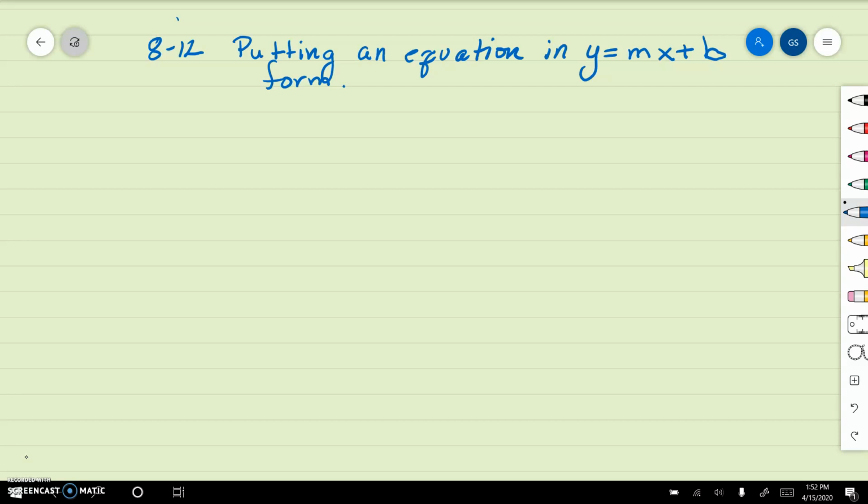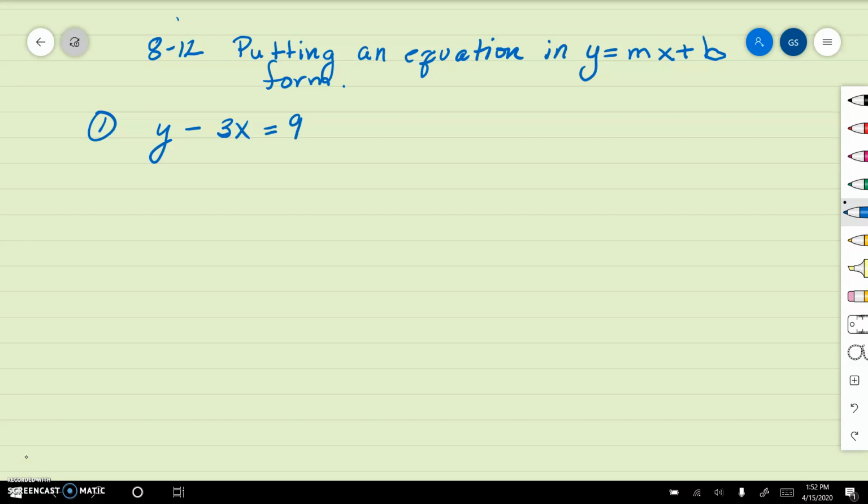Okay, so before the break, we were talking about lines, and the form that we were using is y equals mx plus b. So what I'm going to do is show you an equation, and I'm going to show you how to transform it or change it to be y equals mx plus b. So the first example is y minus 3x equals 9.